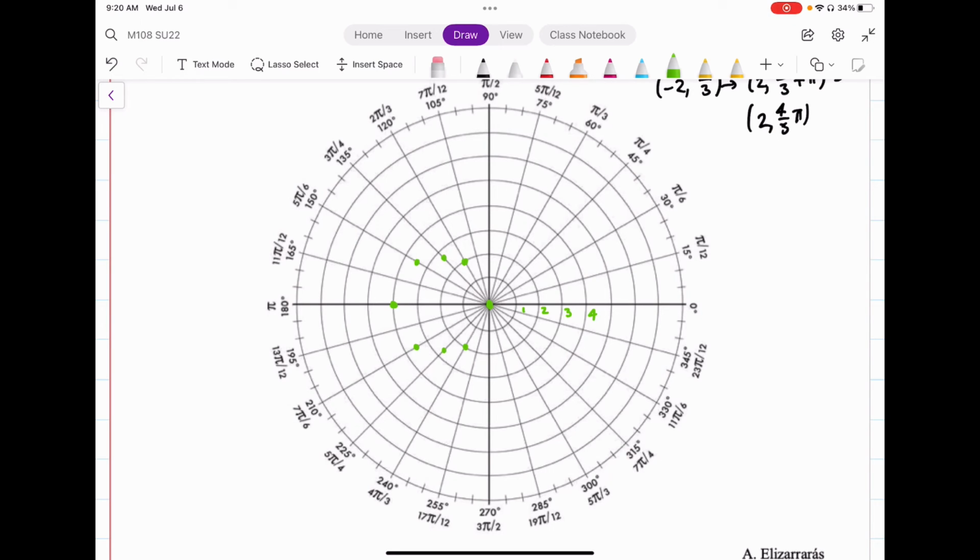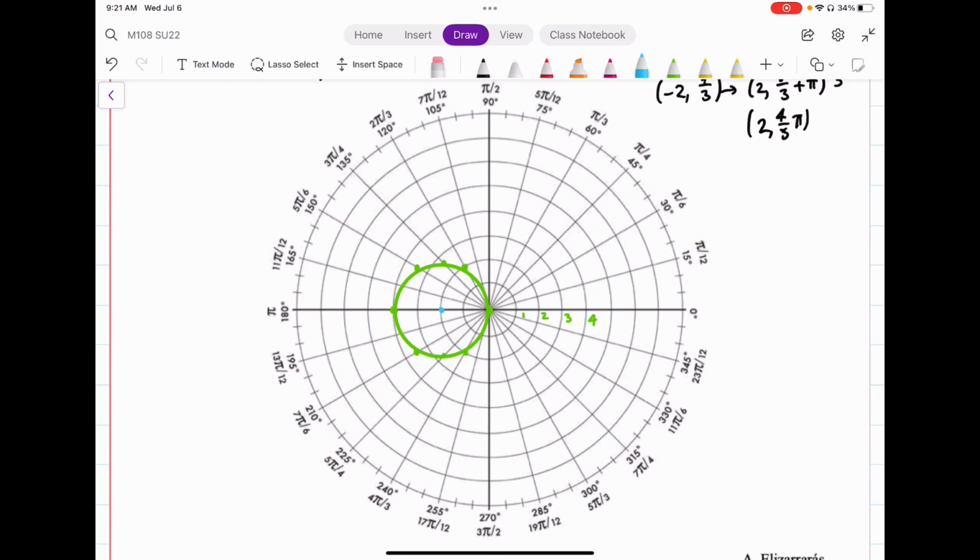And at pi, again, our r value was 4. So now we're repeating values. So all these values are repeating. So I'm going to connect this. This is a circle that is centered at negative 2 on the x-axis, and it has a radius of 2.